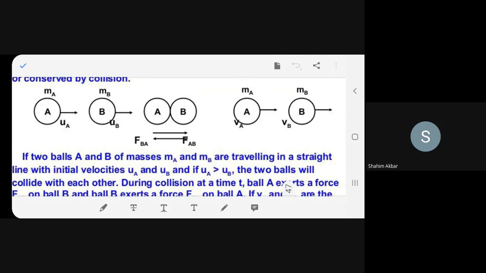If two balls A and B of masses MA and MB are traveling in a straight line with initial velocities UA and UB, and if UA is bigger than UB, the two balls will collide with each other during collision. Okay. You can see two balls. This one is A and this one is B.